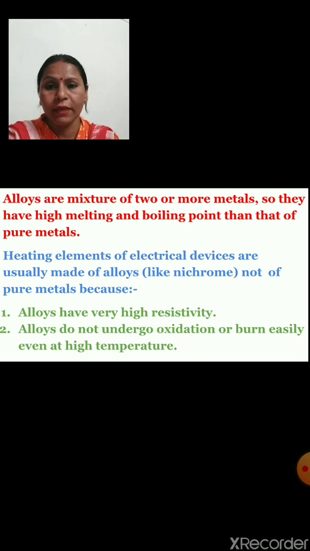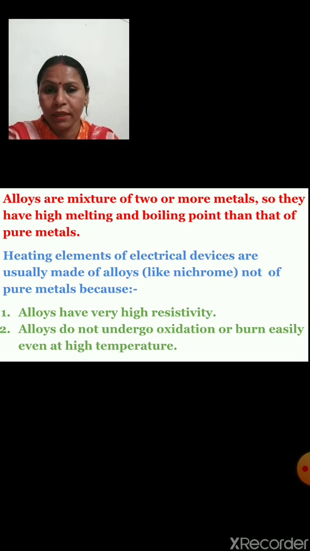Heating elements of electrical appliances like iron, immersion rods, press which we are using at home, iron, these toasters also, these heating elements are made up of alloys. Heating elements of these types of appliances are made up of alloys, they are not made up of pure metals.